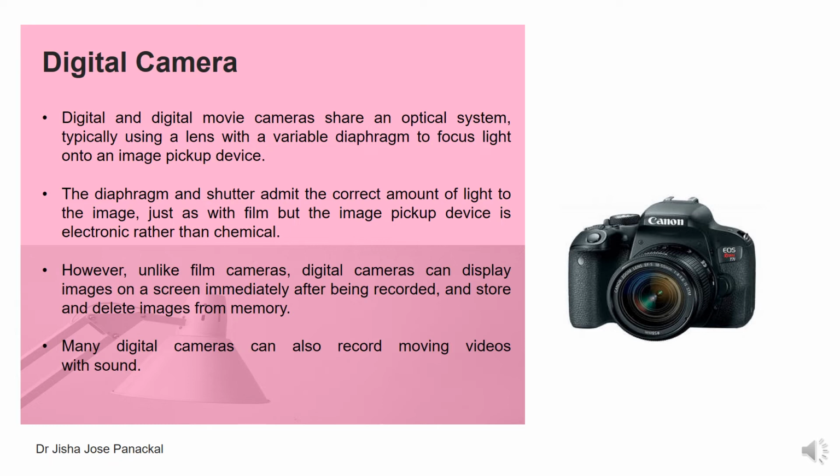digital cameras can display images on a screen immediately after being recorded, and store and delete images from memory. So this is the major difference between the old film cameras and digital cameras. We can see the image immediately after being recorded, and we can store and delete it from memory. Many digital cameras can also record moving videos with sound.